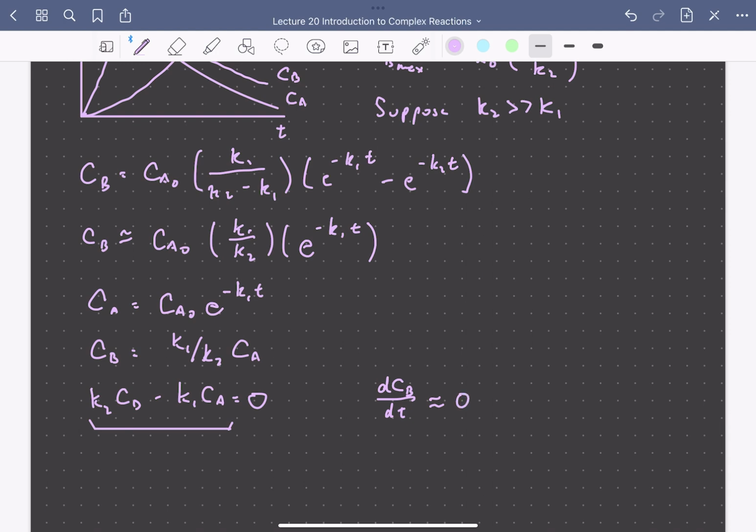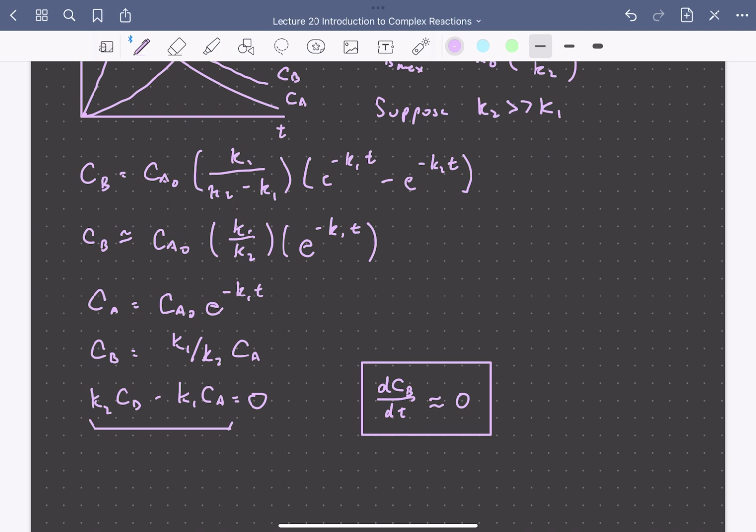So this approximation, that if B is a very reactive intermediate, the derivative of the concentration of B with respect to time is approximately equal to 0, we call this the pseudo-steady state approximation. So this simplifies the development of our rate expressions significantly. But how can we make sense of this physically?